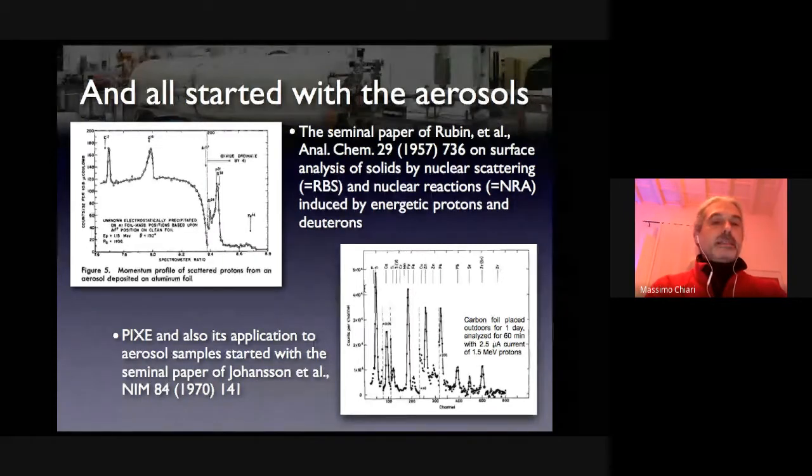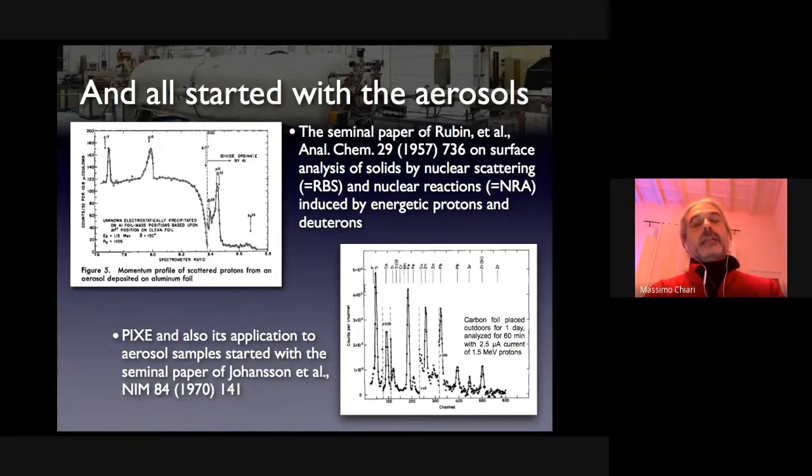One of the first examples is the RBS spectra of artificial aerosol samples. And so one of the first applications of IBA analysis is indeed RBS analysis of aerosols. And we will come later to the more modern application of this specific technique. But also in the first paper of Johansson explaining the PIXE technique, one of the first examples was the application to aerosols, because aerosol can be considered a thin target with a lot of elements. So you can see nicely a PIXE spectrum with a lot of well-separated peaks.